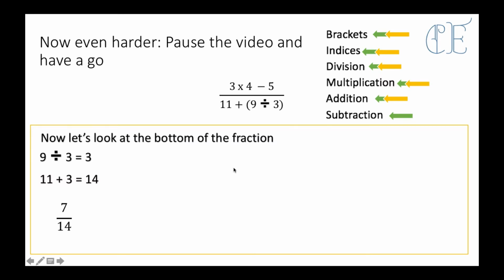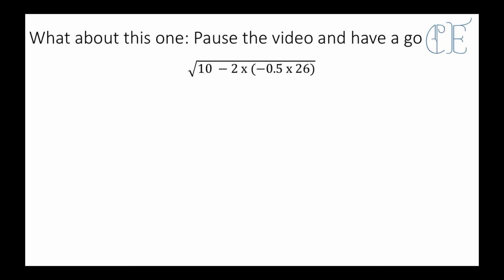Okay, now that means that we have 7 on the top of our fraction and 14 on the bottom. Now if you don't already know this, 7 is a half of 14, so actually our fraction is equivalent to a half. So you don't need to do a division sum or anything, you can just leave it as a fraction, which is nice. Right, I hope that's understandable.